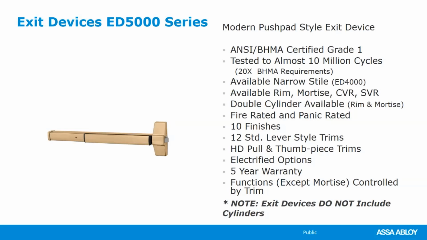So we're going to talk about the different lever style trims that we have, as well as the pull and thumb piece trims. We'll get into the electrified options. Suffice to say that every other manufacturer that has an electrification modification to their device, Corbin Russwin can do it. One thing that's important to note with Corbin Russwin, the exit devices do not include cylinders. Your exit device trim does not come with a cylinder unless you specify it. If it's a cylindrical dogging, you have to also include the cylinder for it.